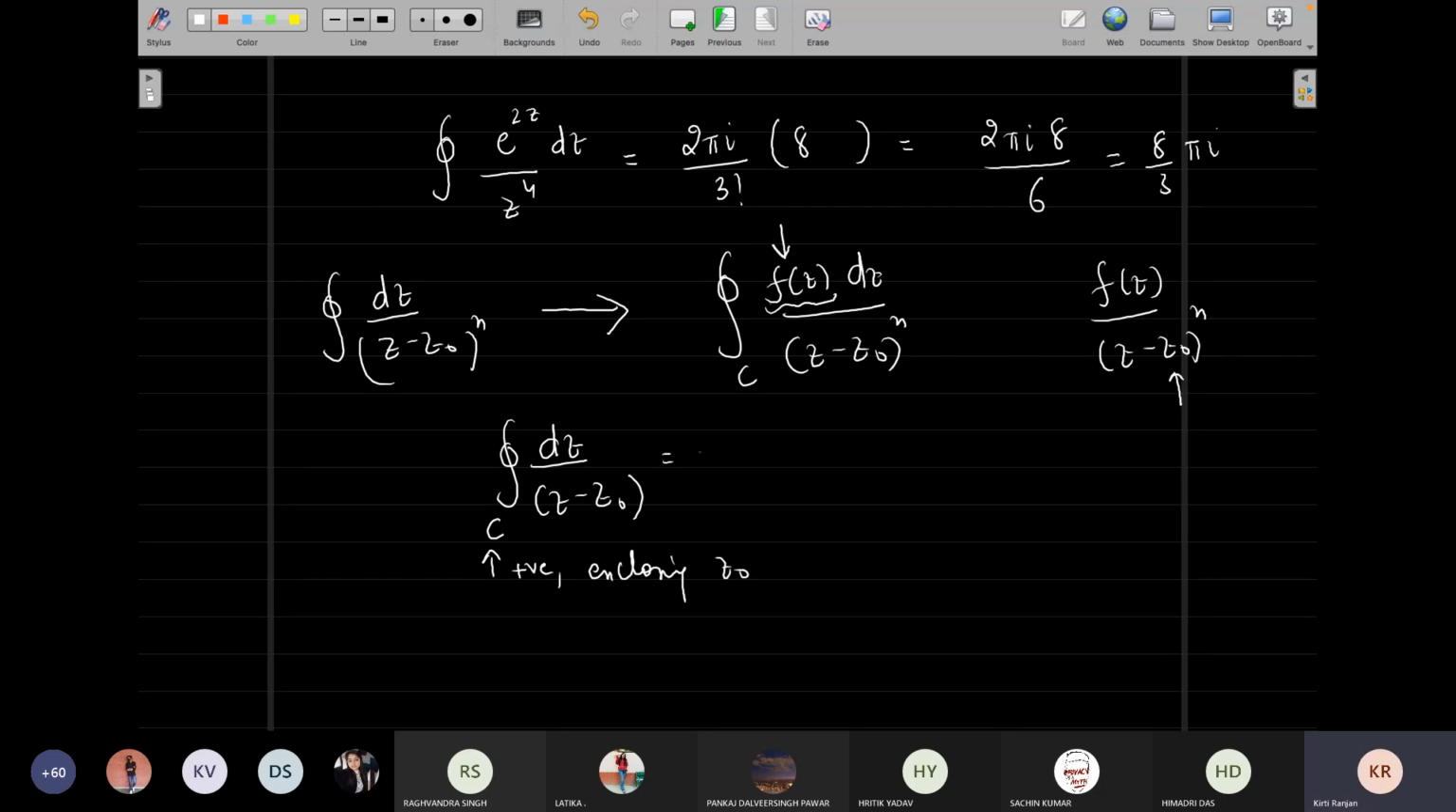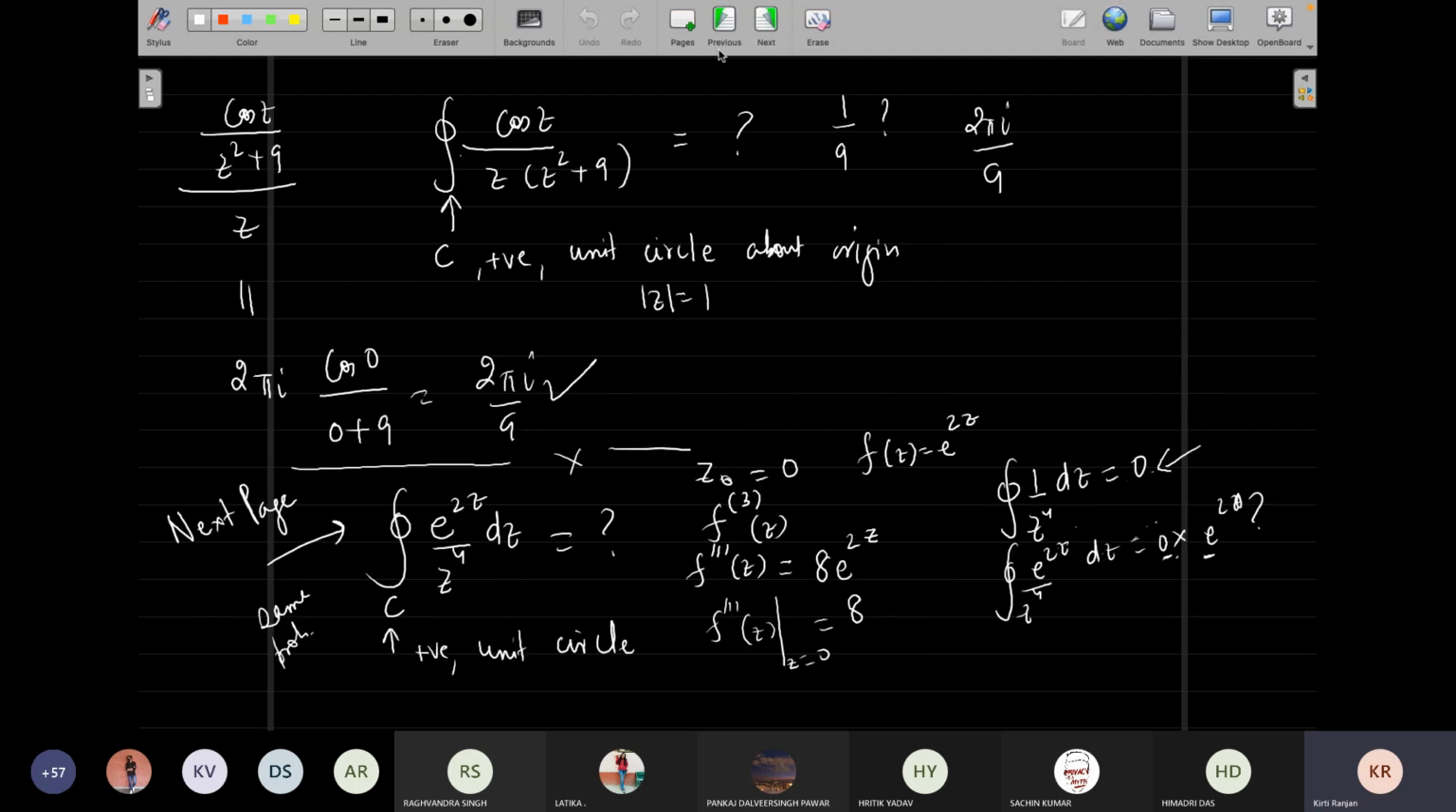So you will say, sir, it is 2 pi i times the function value at z naught. Right? I mean, this is how you can solve it. But what is f(z) here in this problem? 1. Cauchy's integral formula. Go back. What is f(z)?